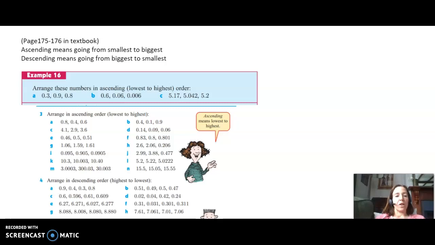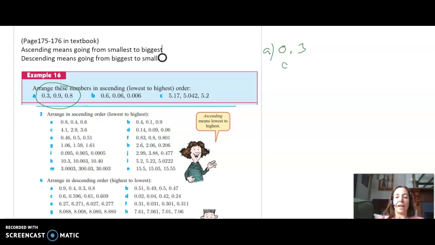If we look at A, 0.3, 0.9, 0.8, all of them have only got one decimal place. So we just need to look at that number, and the bigger the value, the bigger the decimal. If I was going to order those, 0.3 would be the smallest, and then we'd have 0.8, and then we'd have 0.9. So that would be an ascending order. You can write it along or down, it doesn't really matter.